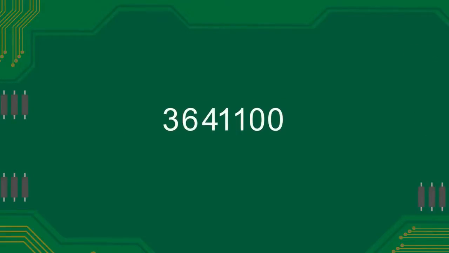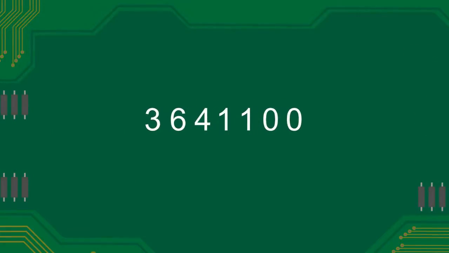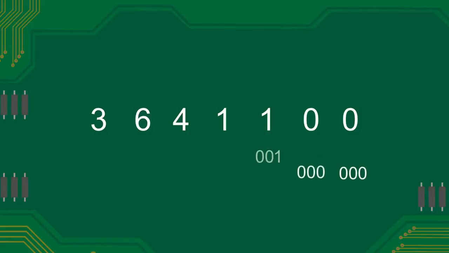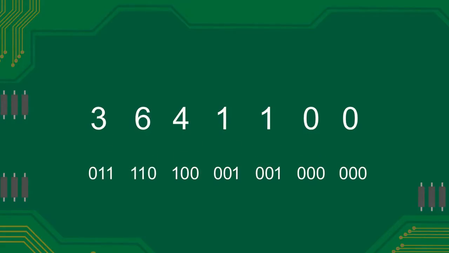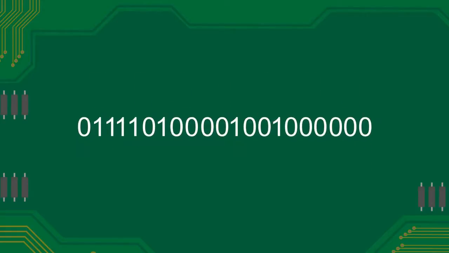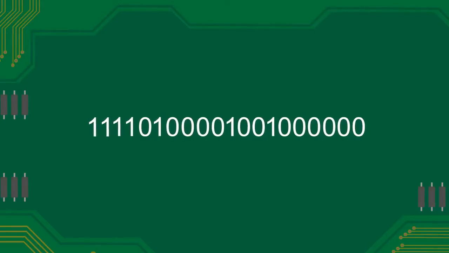To convert a multiple-digit octal number to binary, each octal digit in the number is converted to a 3-bit binary equivalent. And the binary digits are all combined into a single binary number. Any leading zeros can be removed.